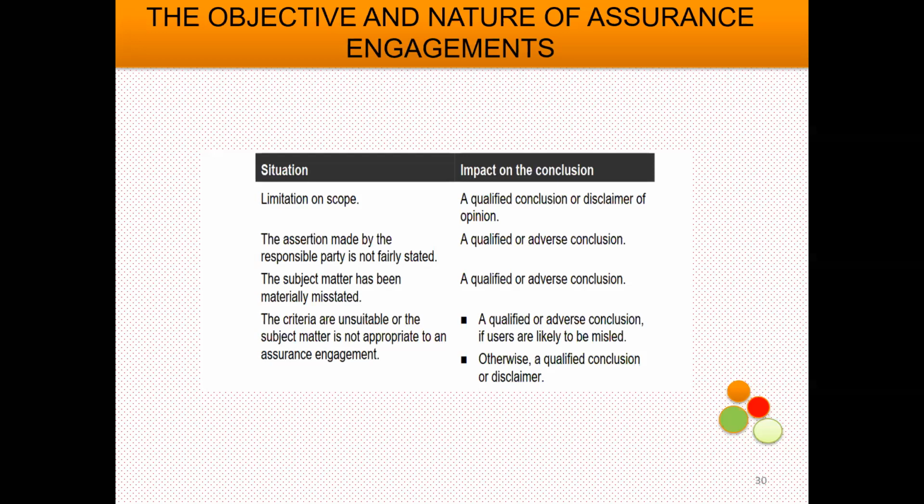Another situation is when the assertion made by the responsible party is not fairly stated. That leads to a qualified or an adverse conclusion. So since I have to explain all these things again, let me just explain again.